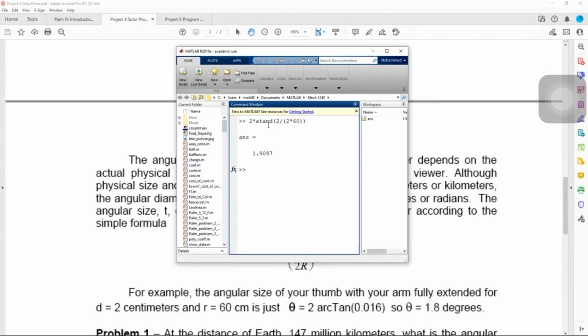Theoretically, even the 2 and 60, I could have had them in a script file, d equal this, r equal this, and then write my expression just with the variable names, and let MATLAB plug in the values. It's not for me to do any intermediary calculations, because tomorrow I may need the same expression with different sizes and different distances. So why would I rewrite the entire expression? I just need to change the numbers.